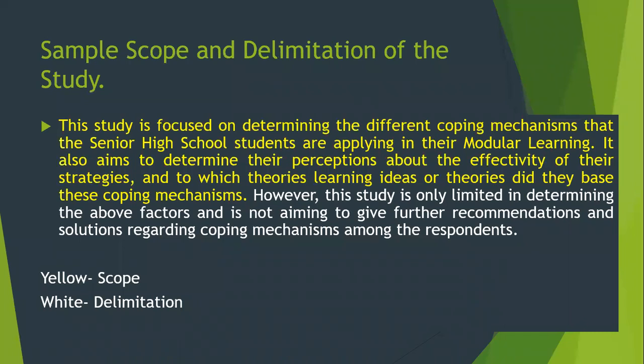Now, I have made here a sample scope and delimitation of the study. Okay, so doon pa rin tayo sa coping mechanisms. Now, the texts in the yellow color is determining the scope, and the text in the white color is determining the delimitation of the study. Okay, so this is very specific.